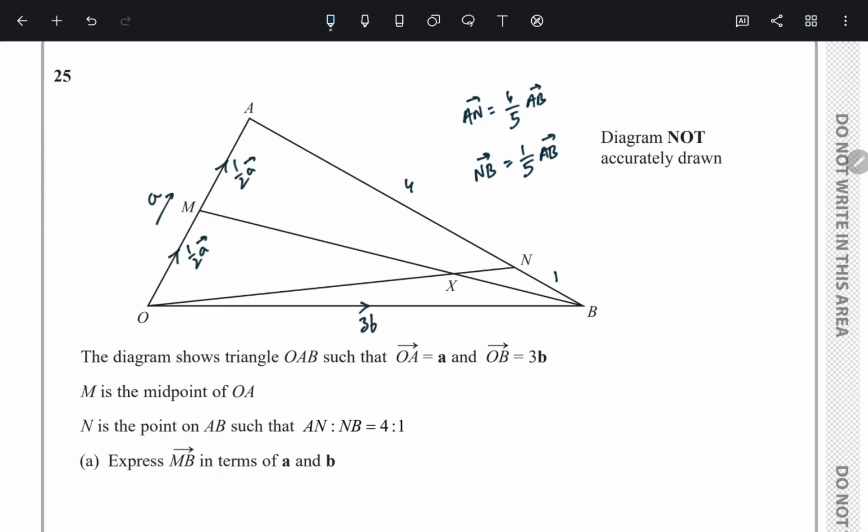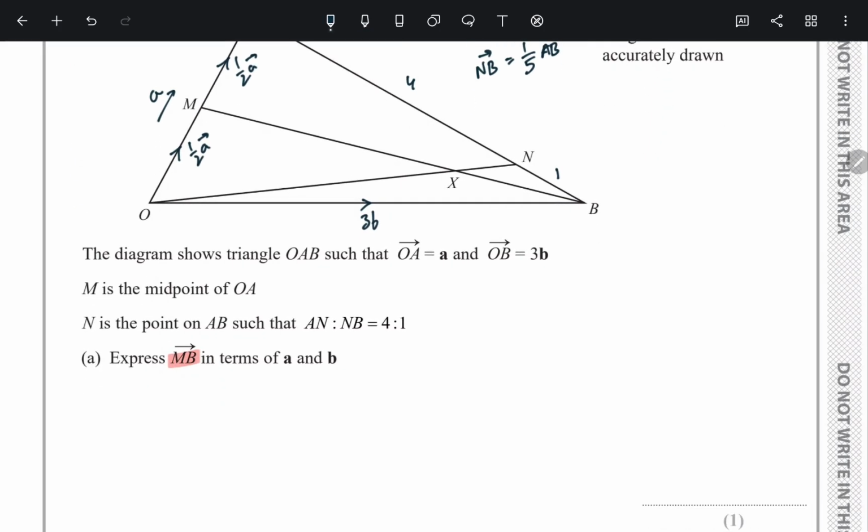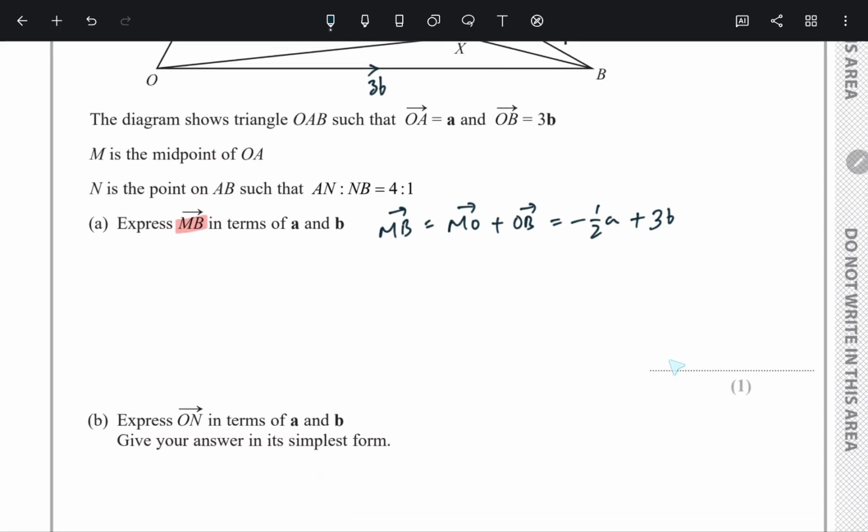All right. Now you're asked to express MB in terms of A and B. So MB is MO plus OB. We can go from M to O and then O to B. MO is minus half A because we're going in the opposite direction, and plus 3B. And that's our answer, minus half A plus 3B.